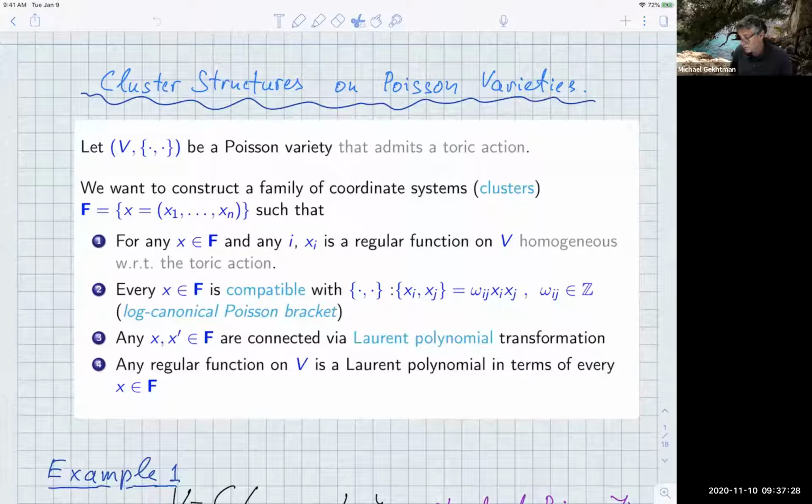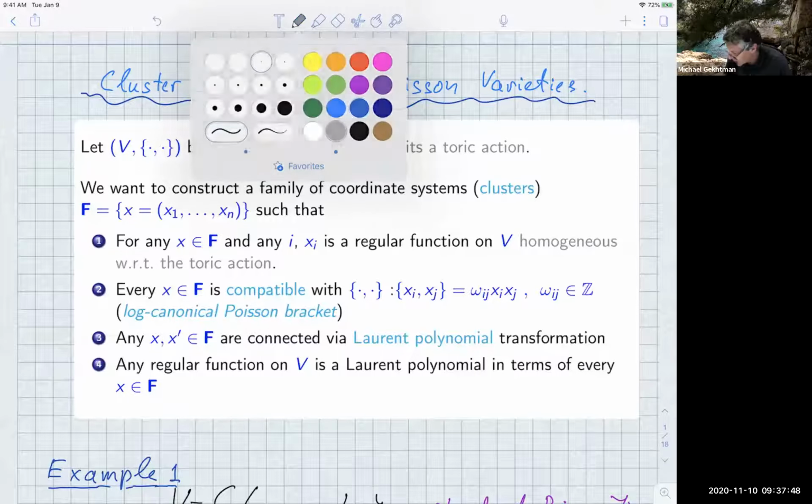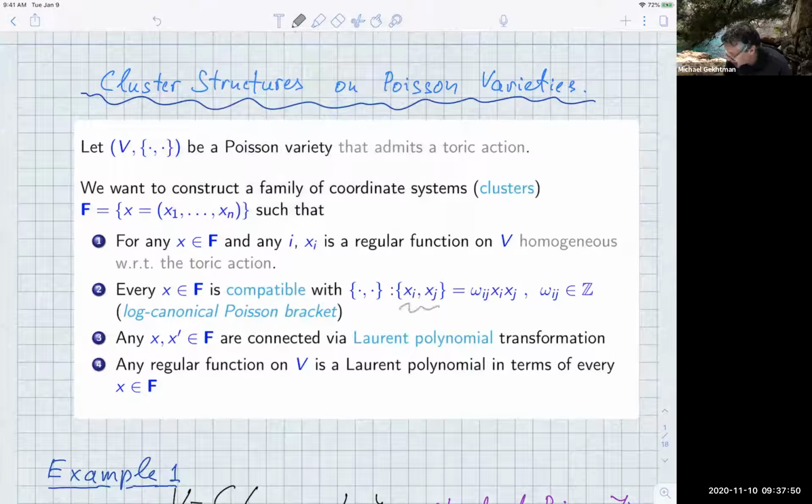Then we also want, and this is a very strong requirement, this coordinate chart to be what we call compatible with the Poisson bracket in the following sense. This is a bad term for people familiar with Poisson geometry. It's not compatible in the sense of a Poisson pencil, but just in the sense that I indicate here: that it is a really simple bracket. It's quadratic, so-called diagonal quadratic or log canonical. The bracket of every two functions is just their product times some constant. There is no summation here.